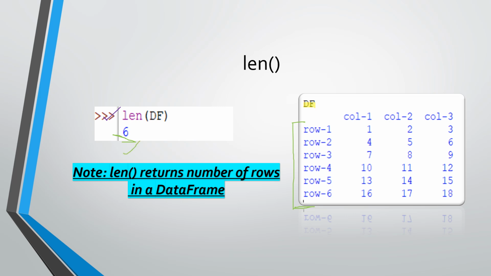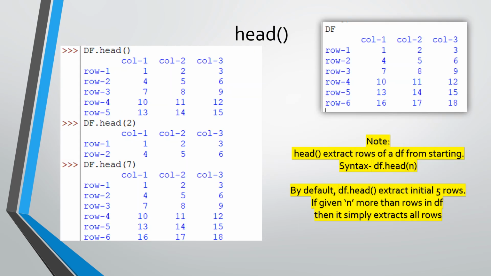Moving on, we'll look at head. Now the data frame you are familiar with. The head function returns the topmost or initial starting rows of our data frame. When we do not define anything in the parentheses, it by default returns 5 rows, rows 1 2 3 4 5. Now df.head(2). When I define 2, it will return the first 2 rows, row 1, row 2.